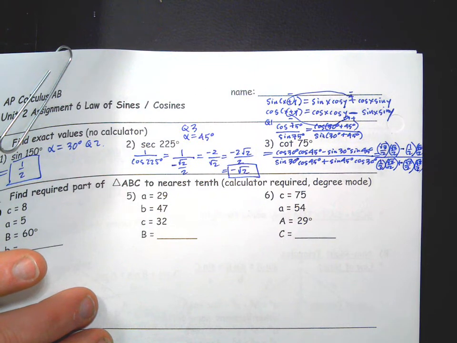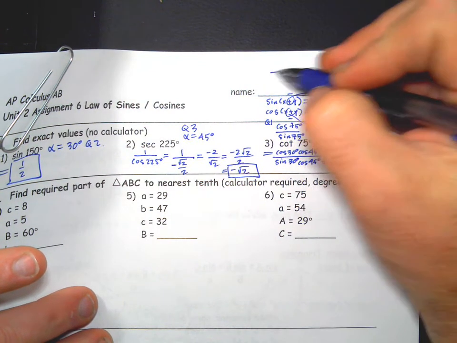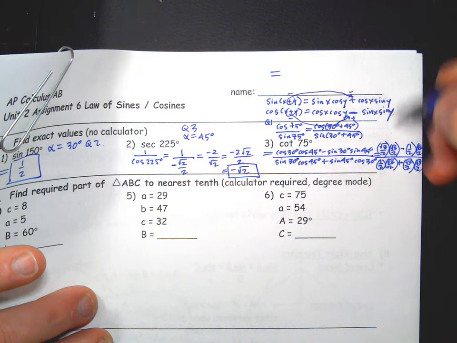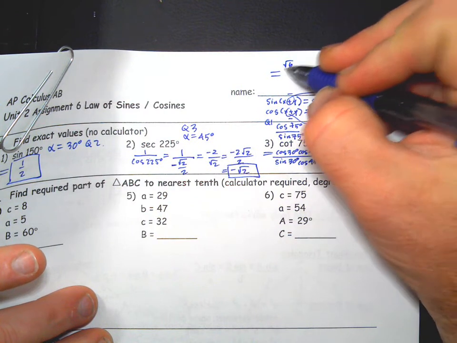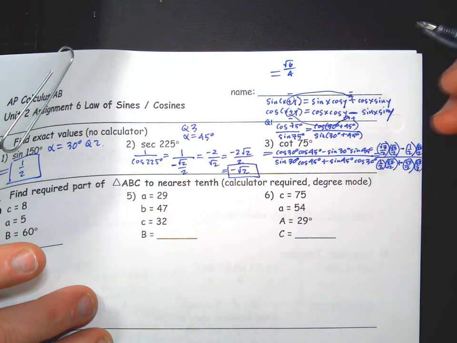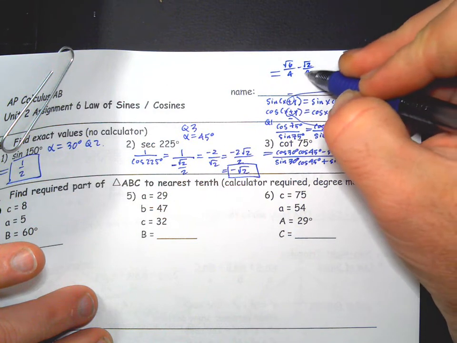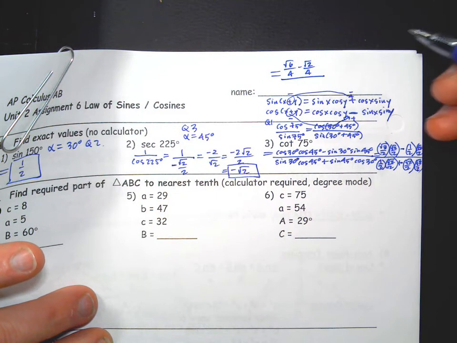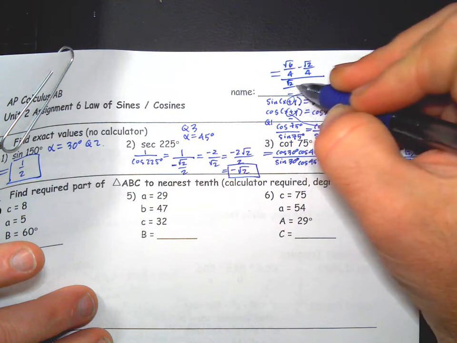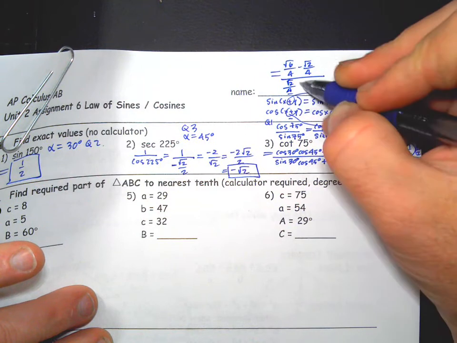So now we just got to try and simplify those. I'm going to go up here. So that's going to be root 6 over 4, right? Minus root 2 over 4, all over root 2 over 4 plus root 6 over 4.